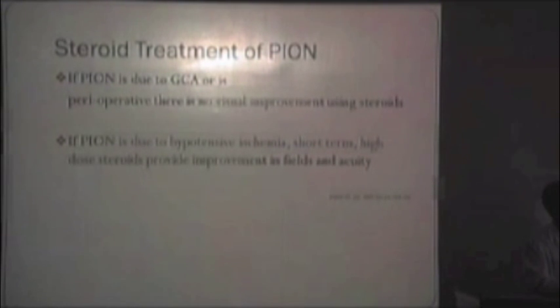Steroid treatment of posterior ischemic optic neuropathy. If it is in the post-operative setting, there's not much use for it. If it is due to giant cell arteritis, then obviously steroid has a role to play in it. However, Dr. Harry again found that if it was due to hypotensive ischemia, if you use high-dose steroids in the short term, it improves visual acuity and field, probably by artificially raising the blood pressure up. Again, nobody knows. You just offer it to the patient and see if they are willing to take it.